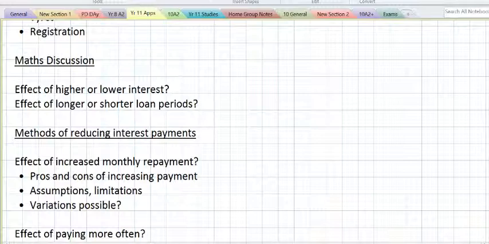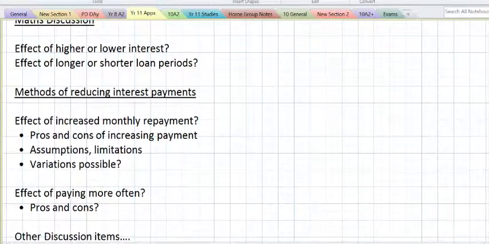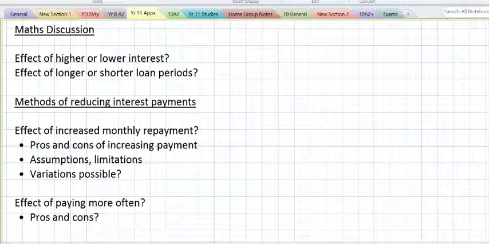Alright. The other table is the effect of paying more often. So what is the effect of paying weekly or fortnightly as opposed to the normal monthly repayments? How does that change the total amount we owe at the end?